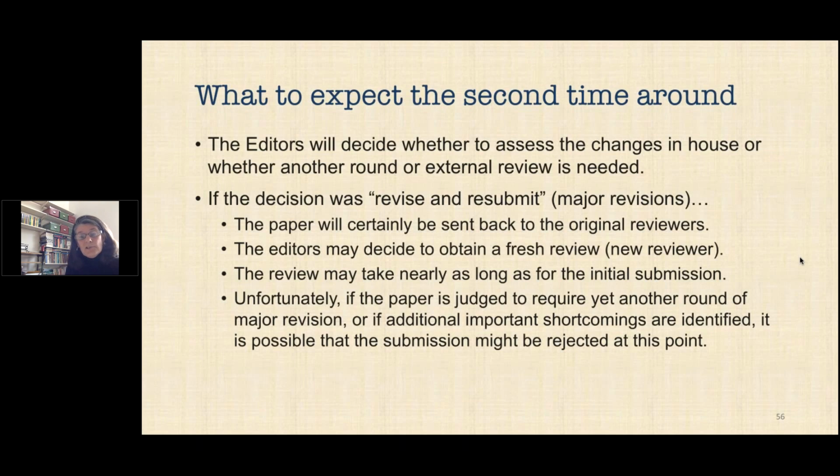If new issues arise, this is what happens if you change your paper to such an extent that it seems like a different paper, the editors may feel that they need to look for an additional reviewer or two. Hopefully, if new reviewers are solicited, or even if more than one of the original reviewers needs to see the paper again, it's possible that review might take nearly as long as for the original submission, although we try to avoid this. And unfortunately, if the paper comes back from the reviewers and the feeling is that it would require yet another round of major revision, it is possible that the paper could be rejected at that time.